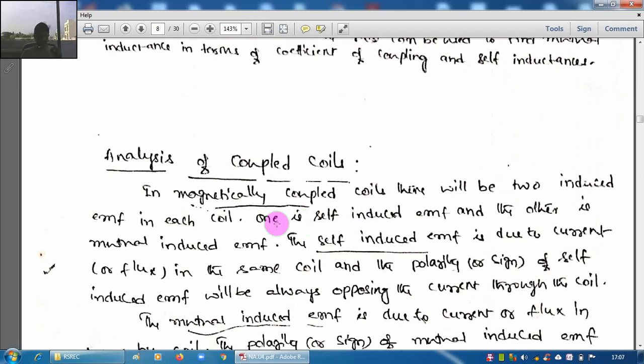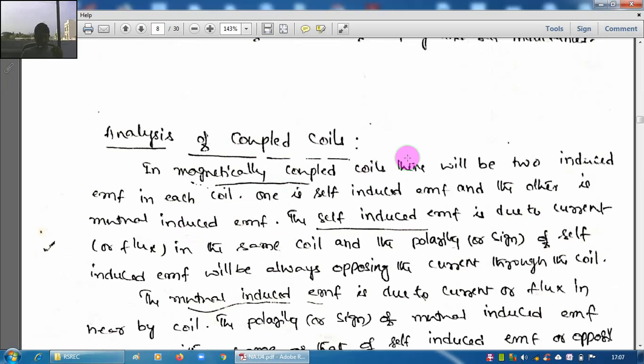Now we will try to analyze coupled coils. Coupled coils means when there are two or more magnetic coils coupled through magnetic flux. If you are considering two coupled coils, then in each coil there will be two induced EMFs.